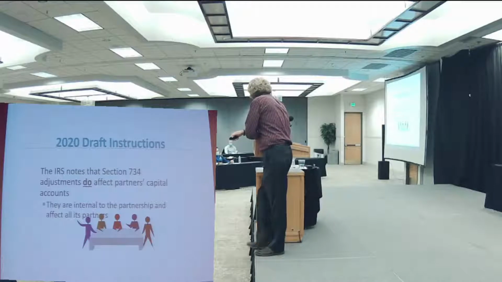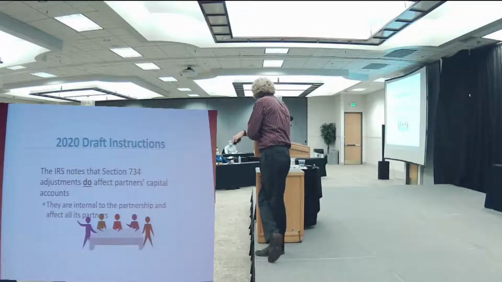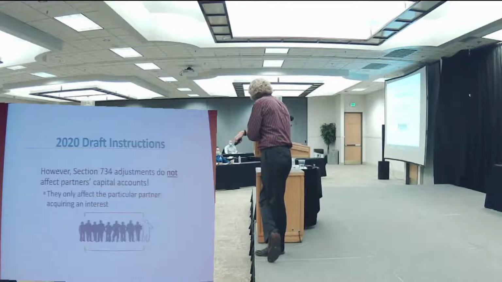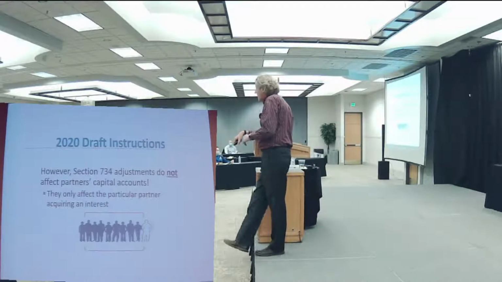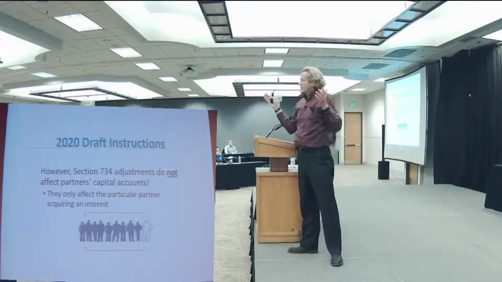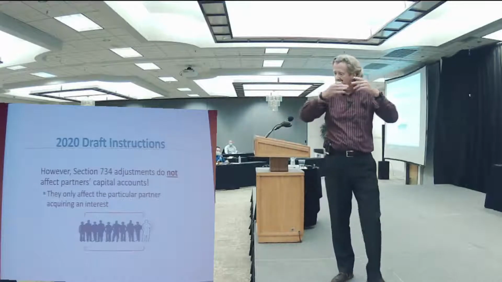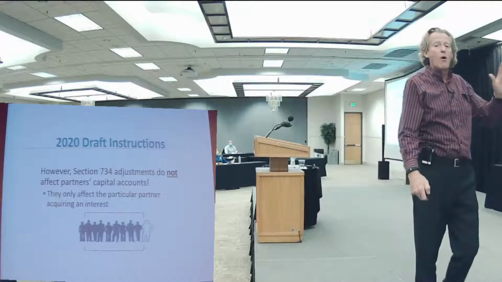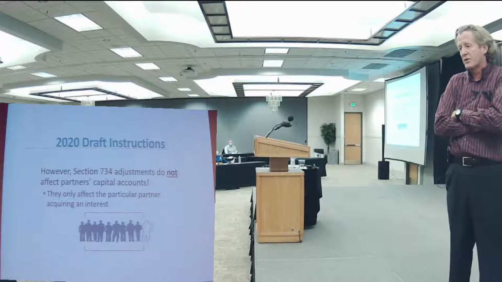IRS says 734 adjustments do affect capital accounts because they're internal to the partnership and all its partners. I think I've got to reflect this. That should be section 743 adjustments, the step up in basis for date of death or the cross purchase. It's only personal to that one particular partner.